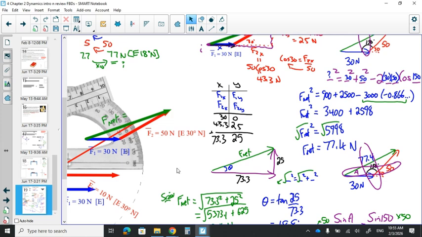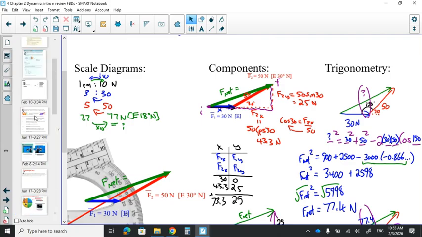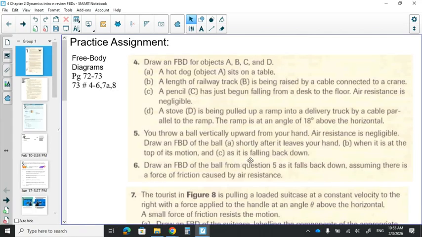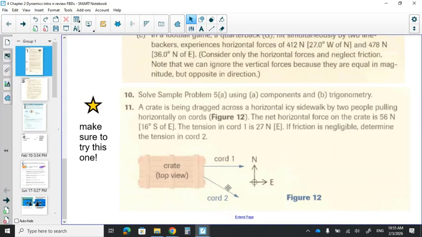So, is it the case where you can always just default to using components because it's more straightforward? You can just grind your way through it. Well, question number 11 kind of shows the importance of having all of the skill sets. In question number 11, you are given the net force, but you're missing the tension in cord 2, which means you're missing the length and the angle. So, like I said here, make sure to try it.